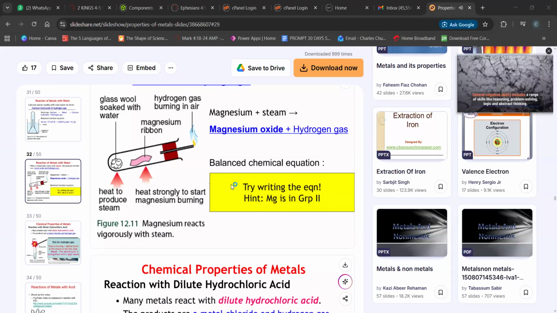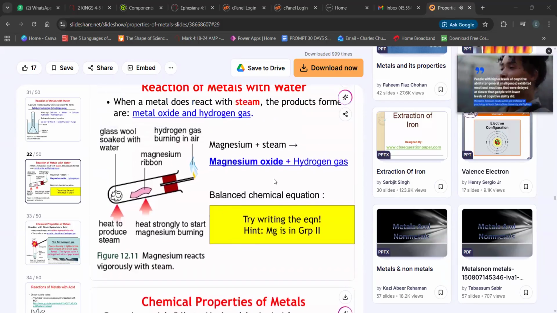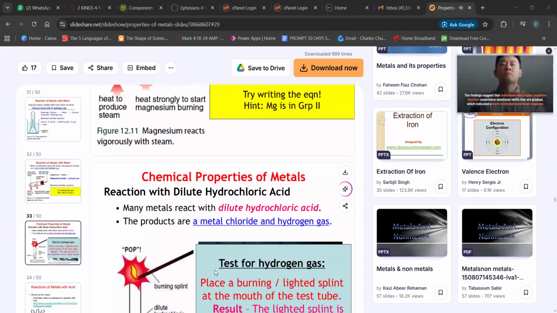So what do you notice? It needs steam to react. But then guess what? The product is the same. Magnesium oxide and what? Hydrogen gas. I hope you can see that.